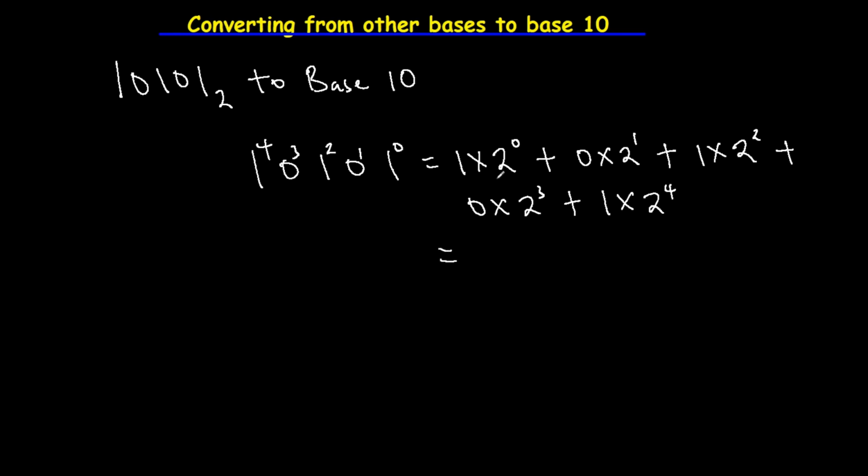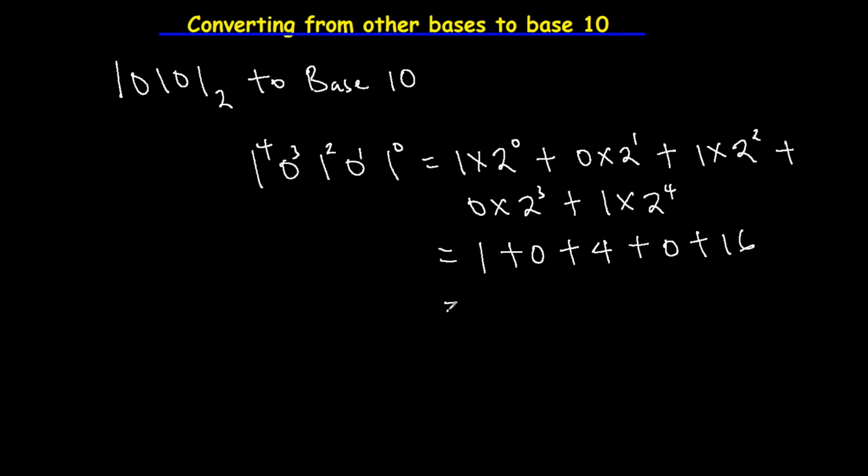which is equal to 1 times 2 raised to the power 0. We know that 2 raised to the power 0 is 1. So 1 times 1 is equivalent to 1, plus 0 times 2 raised to the power 1. 0 times anything is 0. So here becomes 0, plus 1 times 2 raised to the power 2. 2 raised to the power 2 is 4. So 1 times 4 is 4, plus 0 times 2 raised to the power 3. 0 times 2 raised to the power 3 is 0, plus 1 times 2 raised to the power 4. 2 raised to the power 4 is equal to 16. So 1 times 16 is 16.